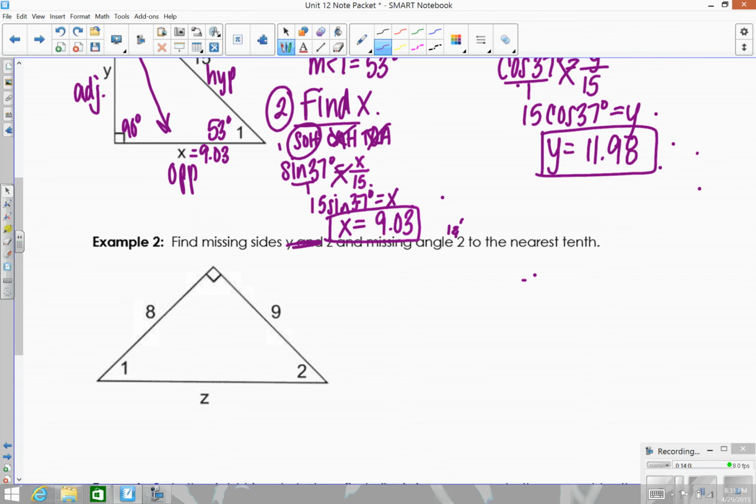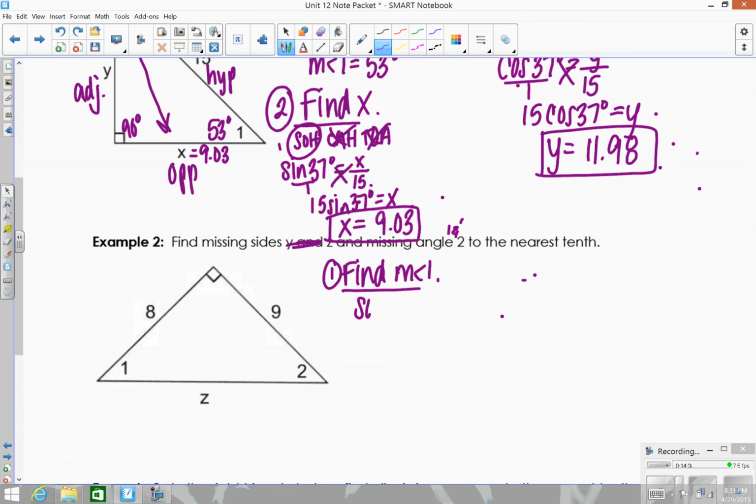So first thing I'm going to do is figure out one of these angles, because we can't find the side z using SOHCAHTOA unless we know one of the acute angles. You could use the Pythagorean theorem to find z. 8 squared plus 9 squared equals z squared. You could do it that way, but I want to use right triangle trig just to keep it fresh. So let's find the measure of angle 1. Let's start there.